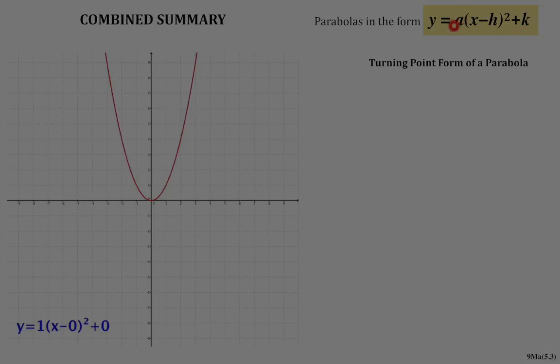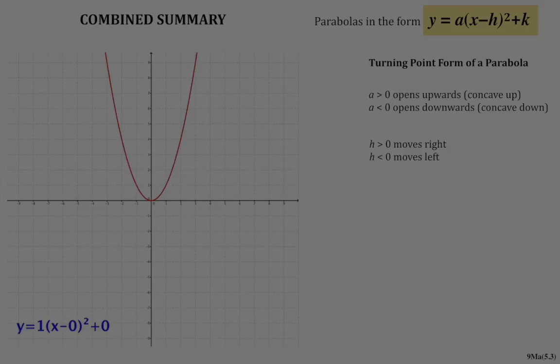This one, a out the front, also controls how fat or thin it is, as we discussed the other day. But if the number in front of the bracket is a positive number, it's concave up. In other words, it opens upwards. If the number in front of the bracket is a negative number, it's concave down, which means the parabola opens downwards.